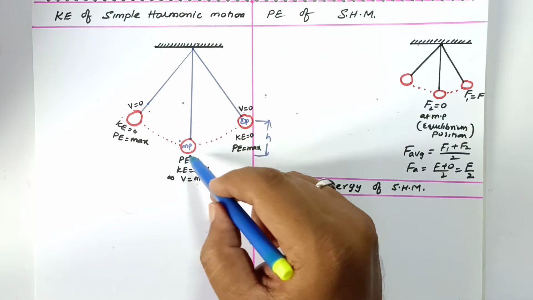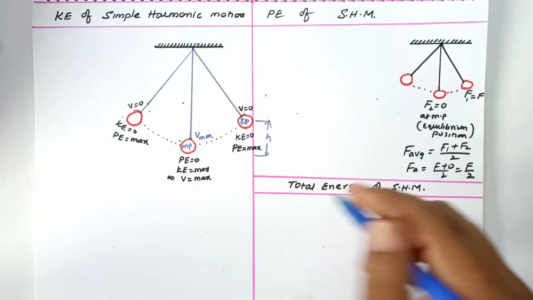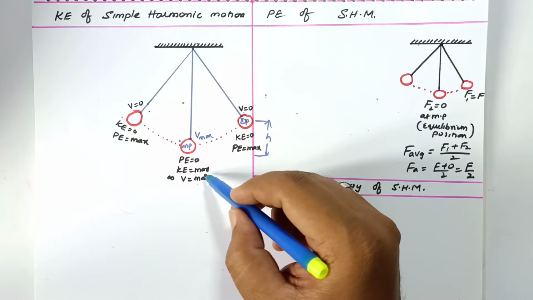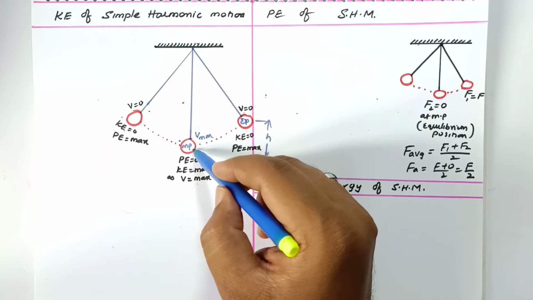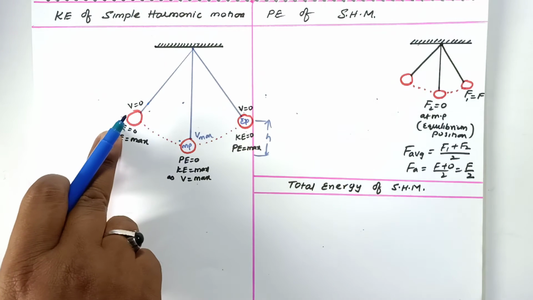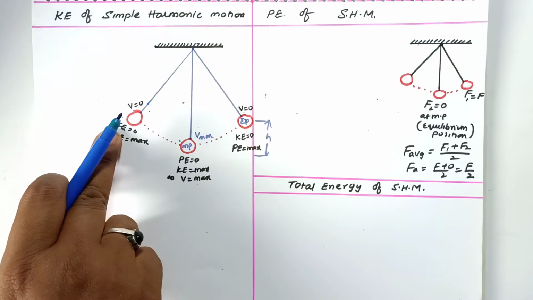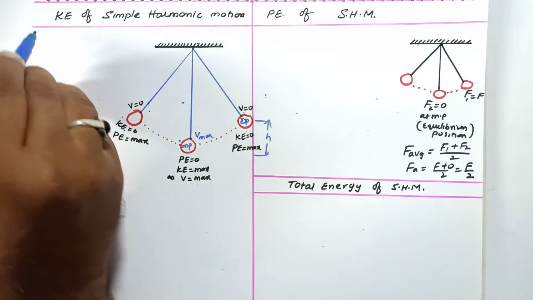But if you consider the mean position, at this mean position velocity will become maximum, therefore kinetic energy is also going to be maximum here, as potential energy is going to be 0 because height is 0 at the mean position. Okay, the same thing happens in the extreme position also. Now our aim is to find out the kinetic energy of a simple harmonic motion at this place.